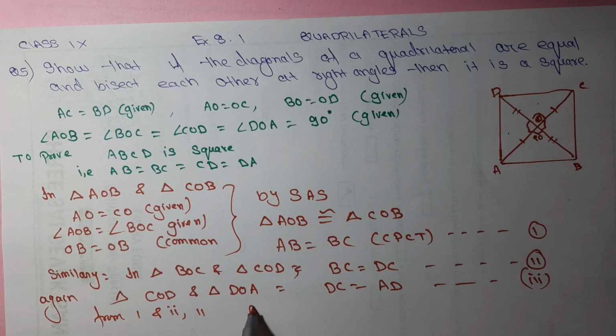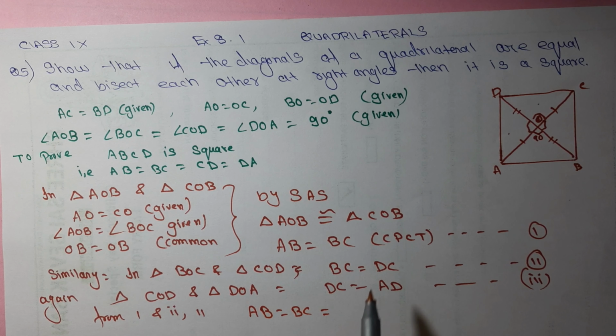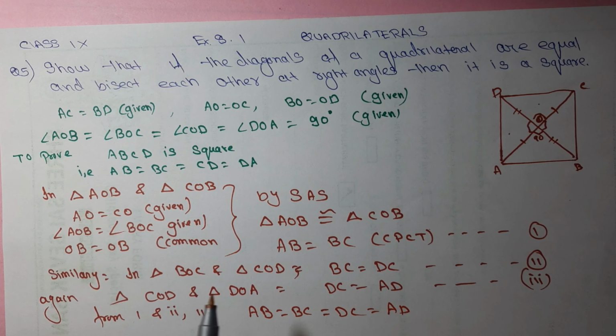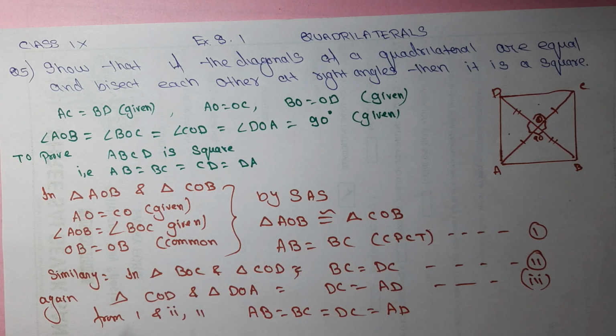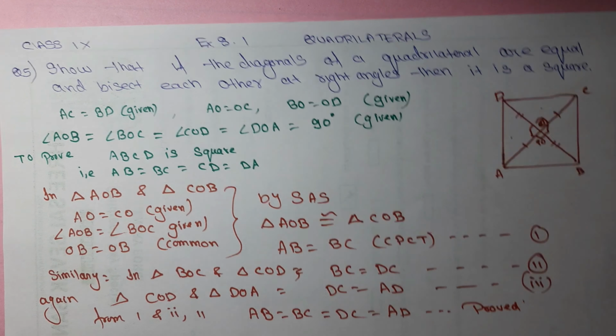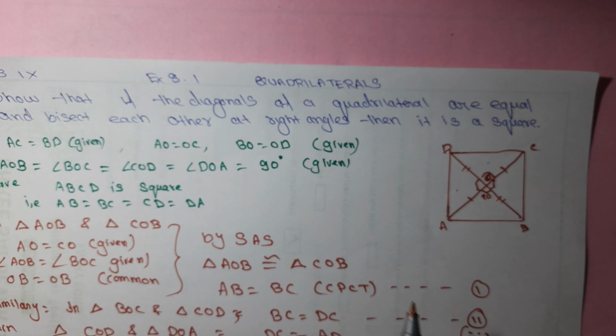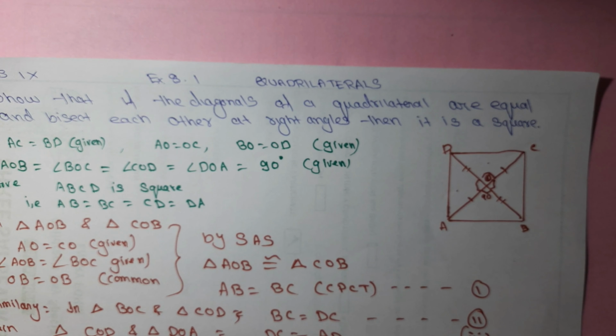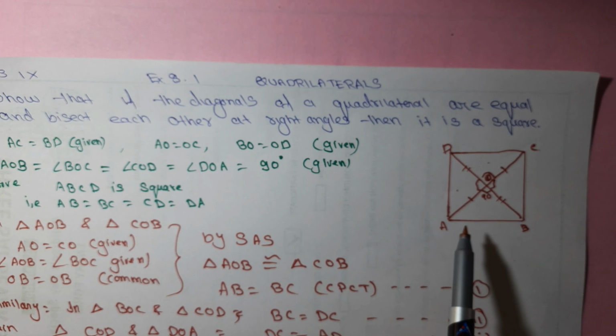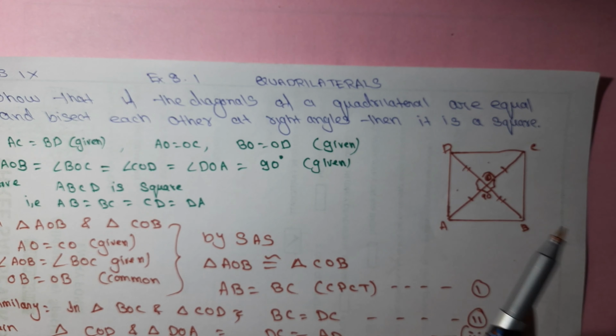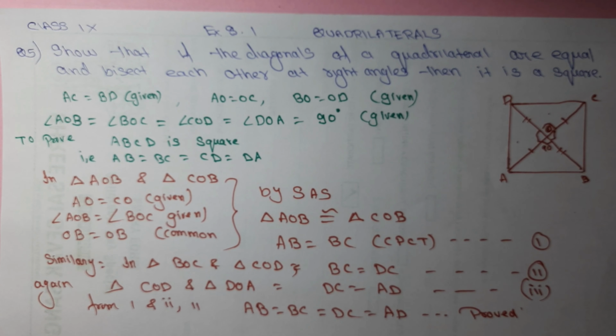AB is equal to BC and BC is equal to CD and CD is equal to AD. So what do we have to prove? We have to prove that all sides are equal. That we have proved. Okay. Now we have to prove one more thing, that square means not only all sides are equal, but each angle is of 90 degrees. So if we prove any two angles are equal to 90 each, then our sum is over. Now how to do this one? We will see that.